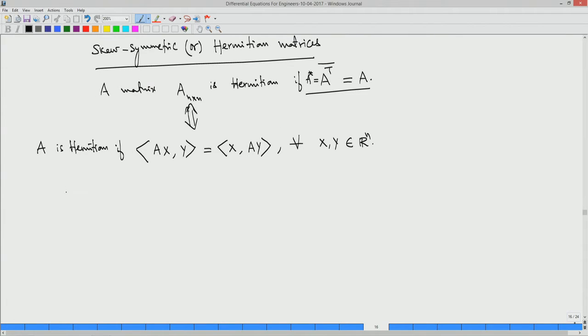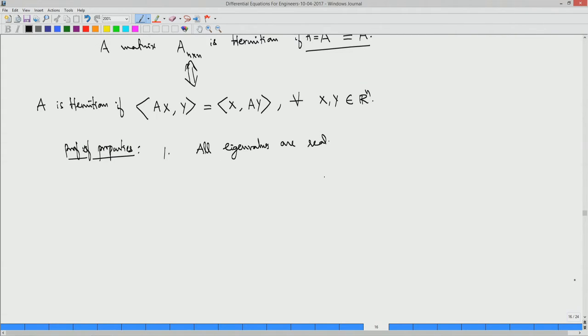So, the first property we will try to prove. Proof of properties, property 1: all eigenvalues are real. How do I prove this? What is the eigenvalue? Let lambda be an eigenvalue. What is the meaning? The definition of an eigenvalue is that there is a non-zero solution, some v, v non-zero, such that A v equals lambda v, for some non-zero v belonging to Rn. That is the meaning.